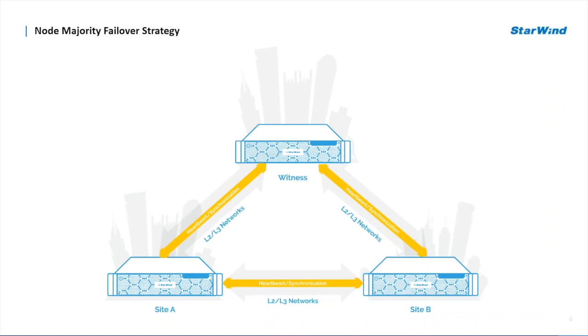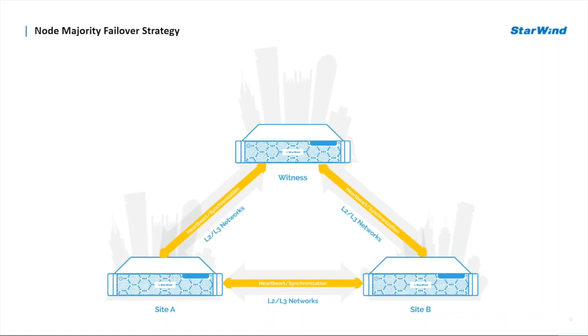In case of a 2-node HA storage, all nodes disconnect if there is a problem with the node itself or with communication within the cluster. Therefore, the node majority failover strategy does not work if only 2 synchronous nodes are available. To apply the strategy, a third entity is required.